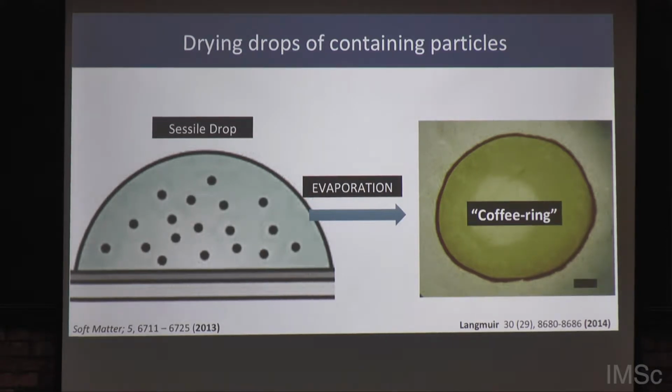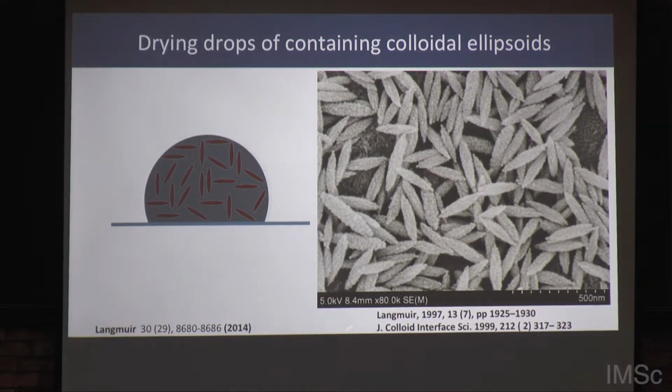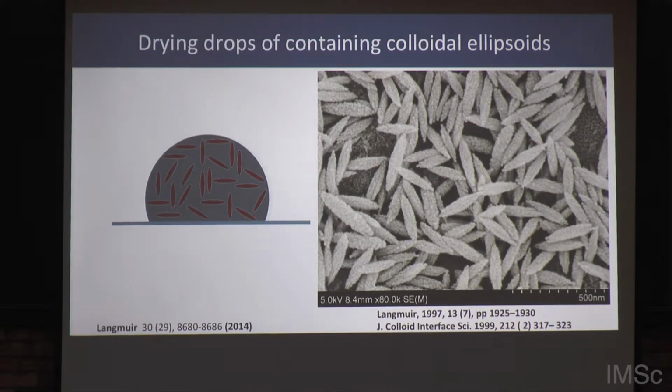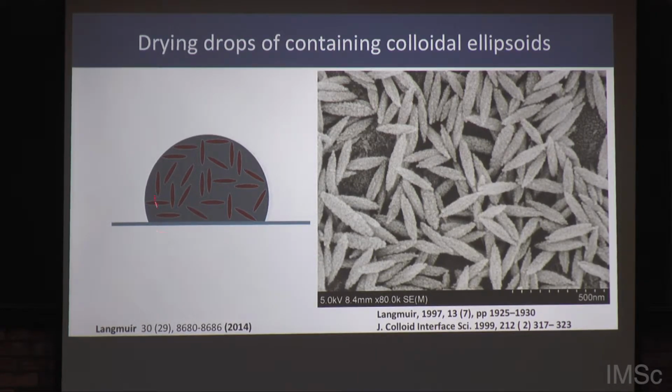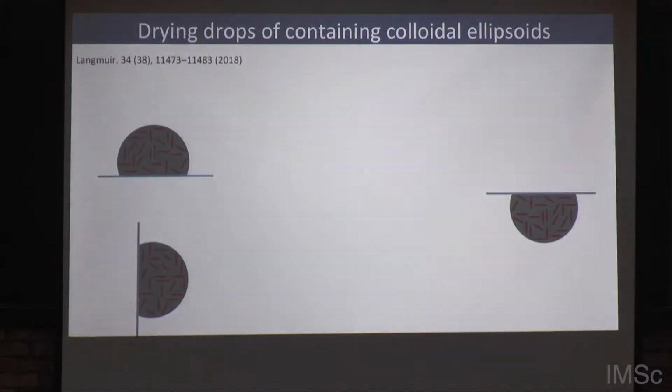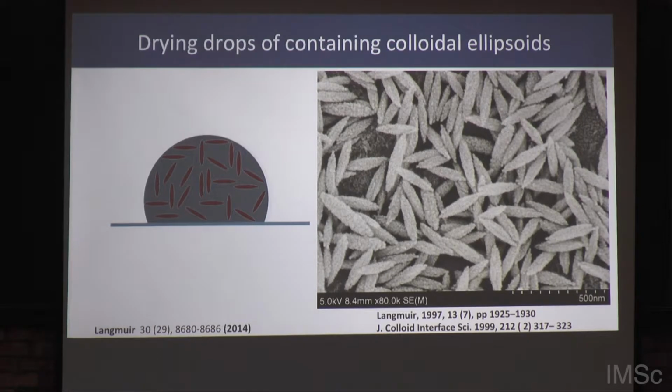Now, what we were trying to do was similar experiments, but with particles that look like a rice particle or a needle-like particle. So, these are ellipsoids. The major axis of these ellipsoids is about 250 nanometers and the minor axis is about 50 nanometers, aspect ratio close to 5. All we have is basically a substrate and a droplet, and the droplet contains these particles, and we are just drying it on a solid surface.